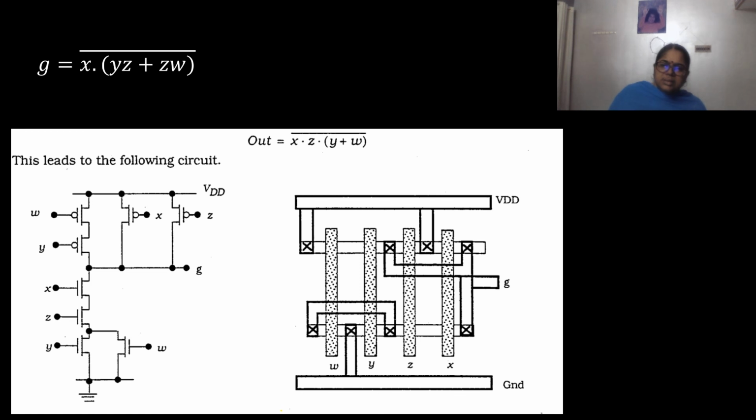Similarly, this particular example shows us the circuitry and the stick diagram of the expression G is equal to X into YZ plus ZW whole bar. Here Z is common to both the terms, so Z is taken common, and it becomes XZ into Y plus W whole bar. Y plus W is indicated by two NMOS transistors in parallel.